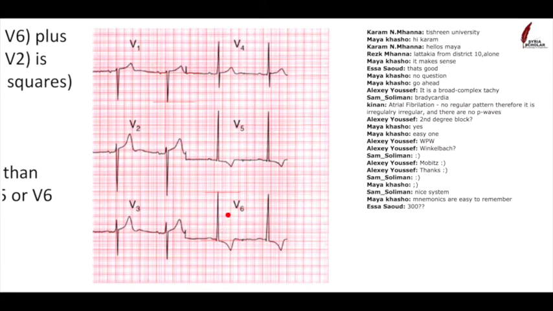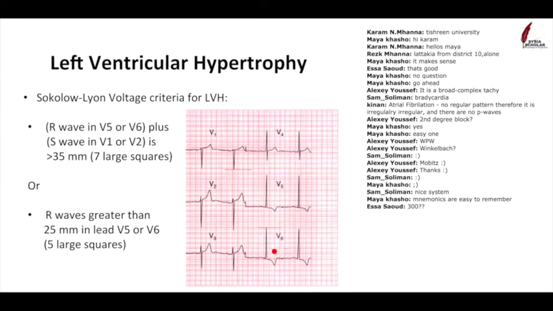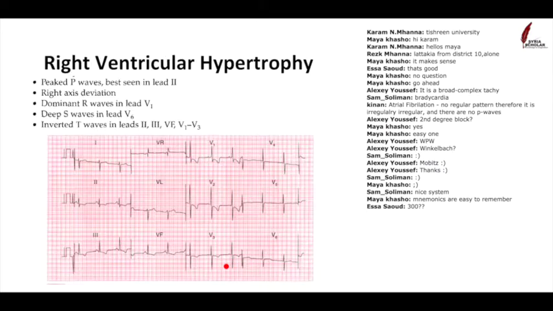This one has got 1, 2, 3, 4, 5, 6, plus 7, 8, 9. So there are 10 big squares that make up the height of the QRS in V1 and V6. And if it's more than 7 large squares, then that is left ventricular hypertrophy. There are various other ways to do it, but that's just a nice, quick, simple way to think about it. If this plus this is more than 7, then it's left ventricular hypertrophy.